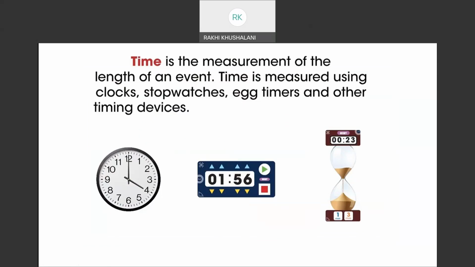What is this event? What time the train arrived? How long the train took to reach from Nagpur to Bhopal? How much time I ran this morning? How much time I took to complete my homework? What time I started doing my homework? What time my school starts? What time my school gets over? How many hours I was there in the school?